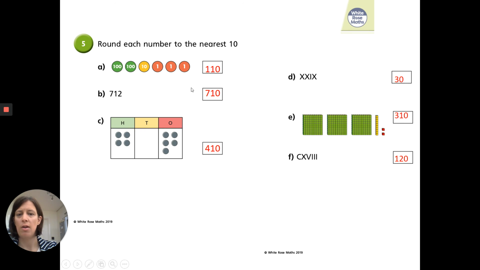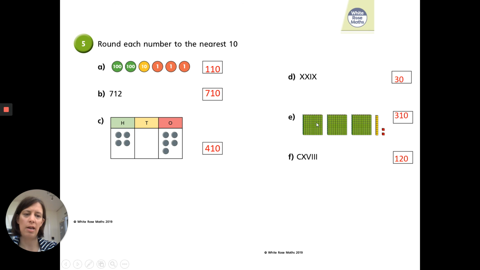So this one here, the number was 210. I've made a mistake on this one. This one should actually be 210, not 110. This one actually rounds to 210. 712, the nearest 10 here will be 710. This one here was representing 405, so that would round up to 410. This Roman numeral here was X, 10, and another 10, and then 9, 29. So that would round up to 30.